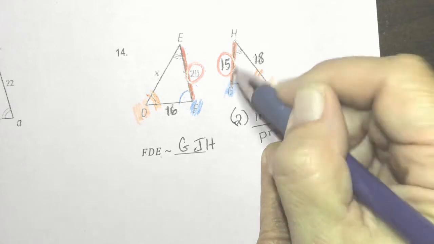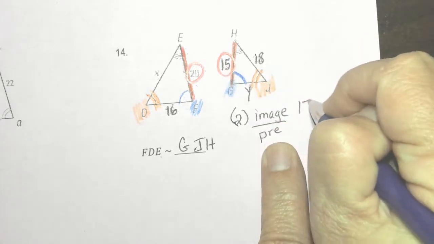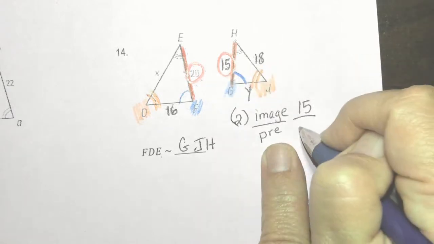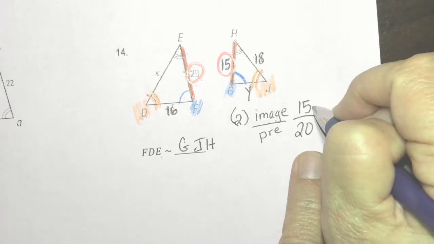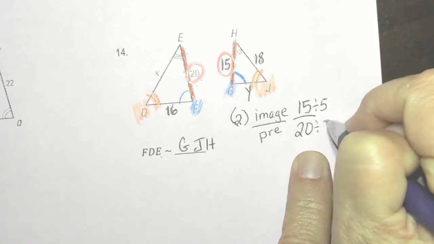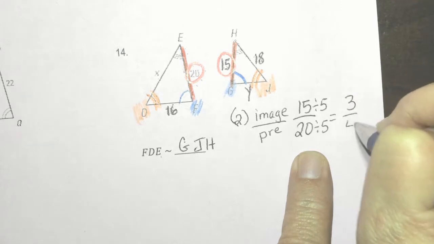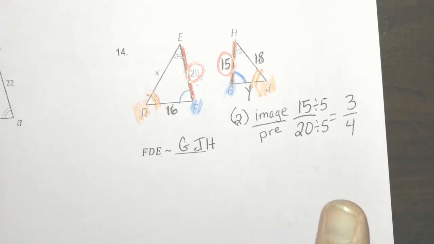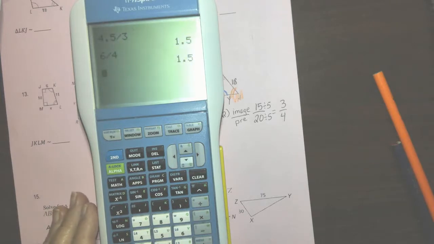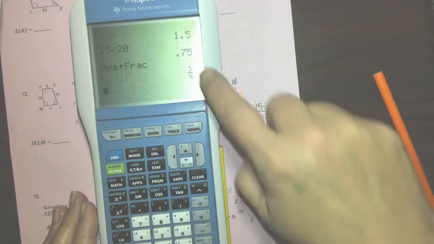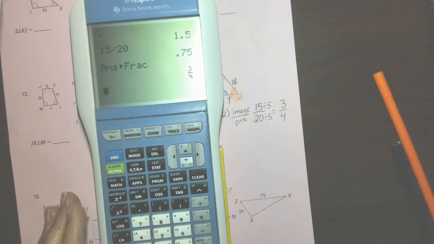So my image is 15, and my pre-image is 20. And then I'm going to simplify my fraction. If I'm good at that, I would divide both by 5, and that would be 3/4. And if I'm not so good at simplifying fractions, then I'm going to pick up my calculator, and I would type in 15 divided by 20, enter. I would go to the math button. I would press enter, enter, and there's my simplified fraction 3/4.